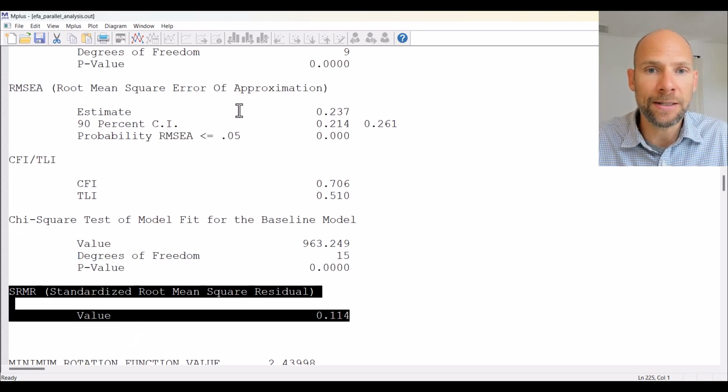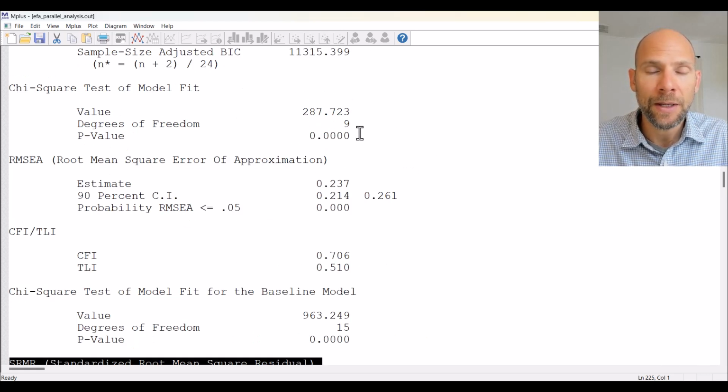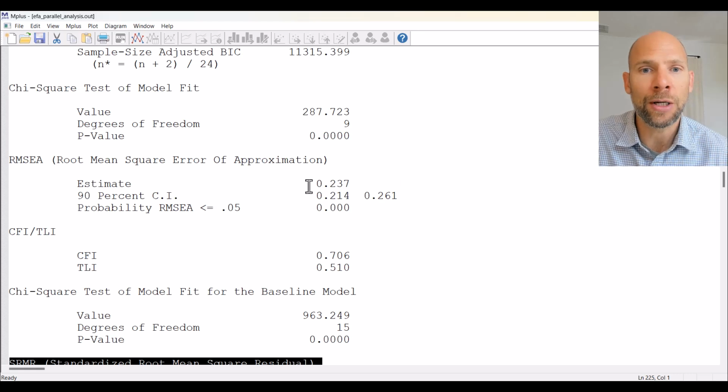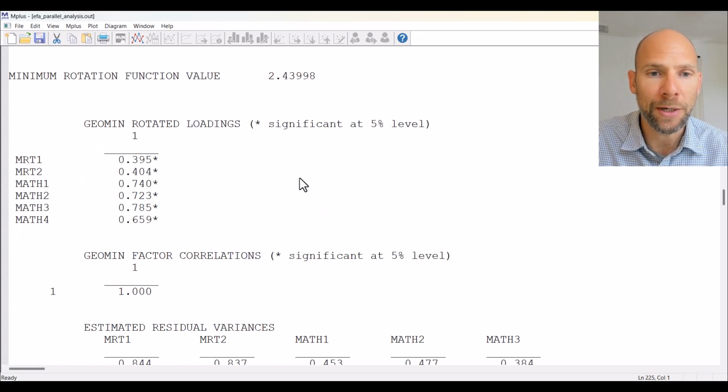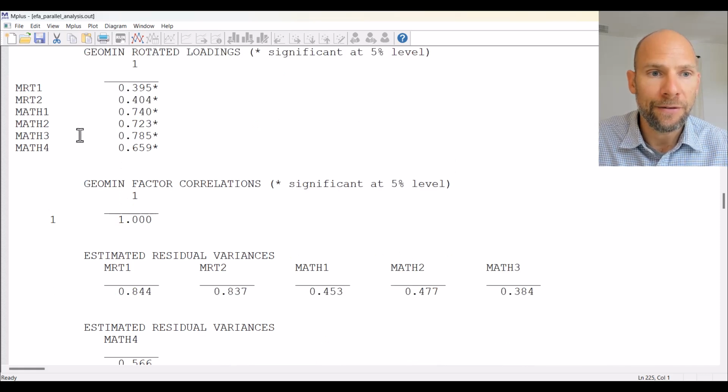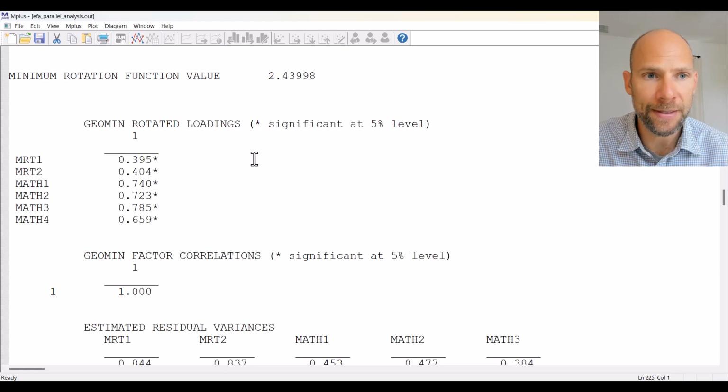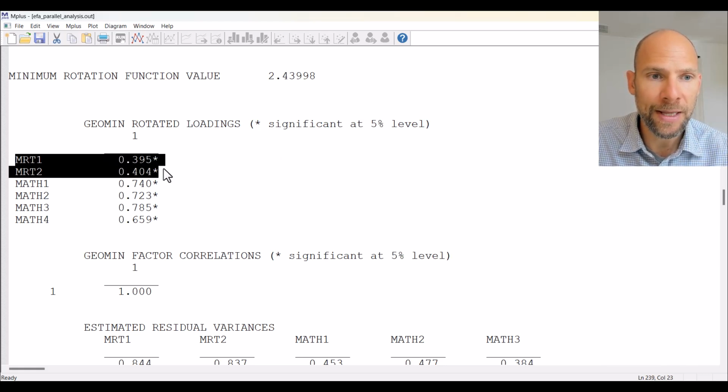So all these indices clearly indicate that a one-factor model here is not a good model, that you shouldn't use that model. So let's take a look at the two-factor solution. Here you can see the factor loadings for the one-factor model. And here you can also see that this isn't a good model because you can see the MRT variables, they have pretty modest loadings on that single factor.